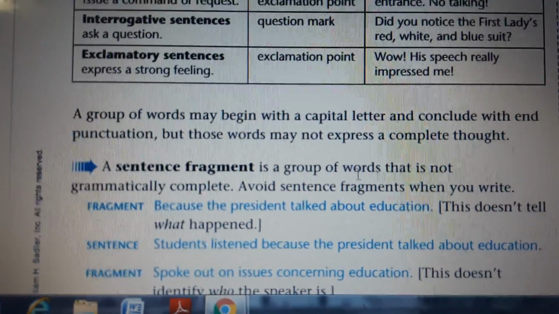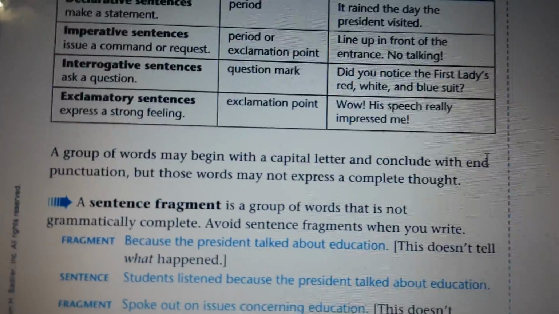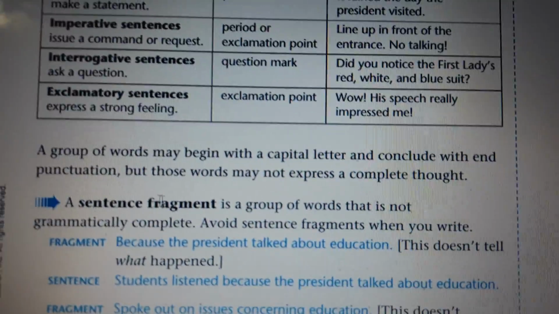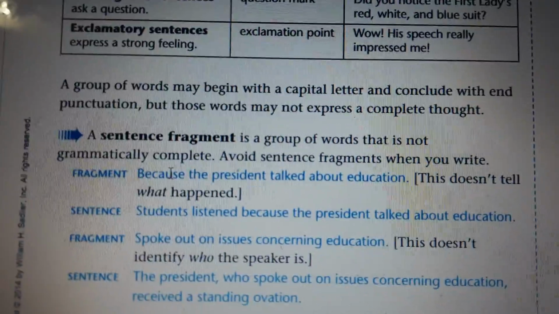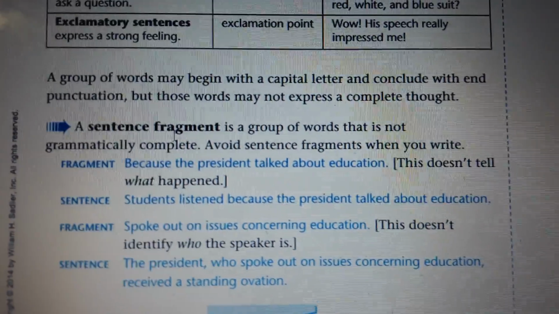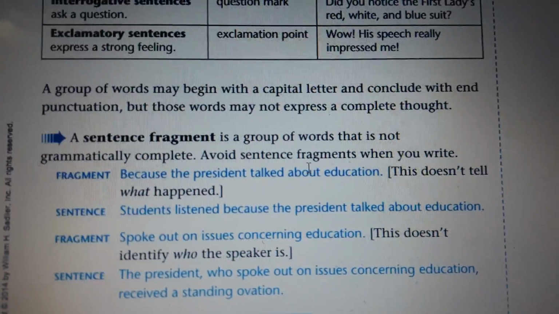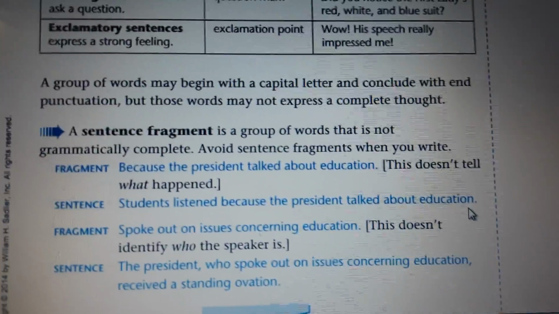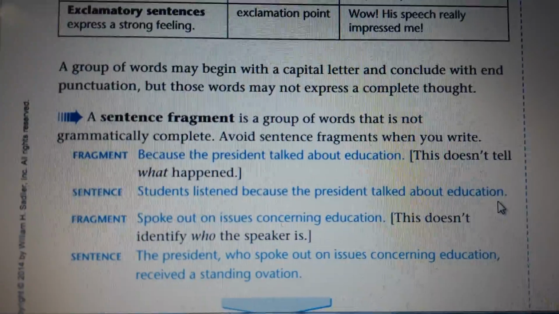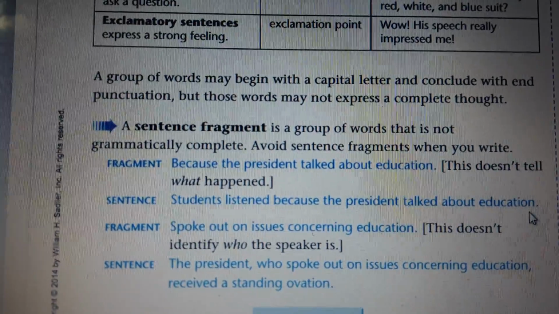And here I'm going to show you this. A group of words may begin with a capital letter and conclude with end punctuation, but those words may not express a complete thought. So they could be a fragment. A sentence fragment is a group of words that is not grammatically complete. Avoid sentence fragments when you write, because it is a really huge mistake, especially if you want to write a good essay.